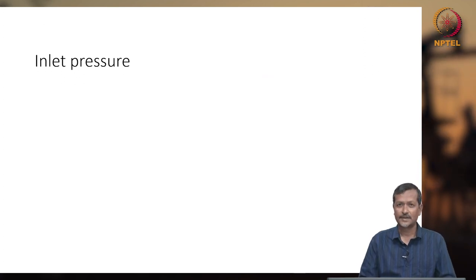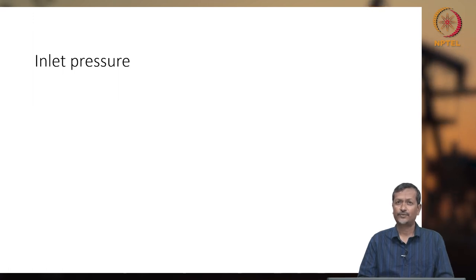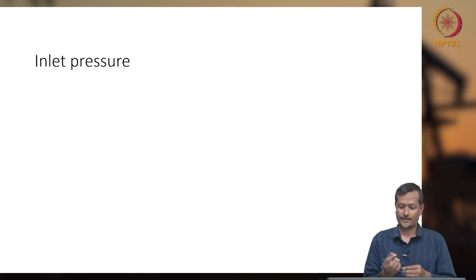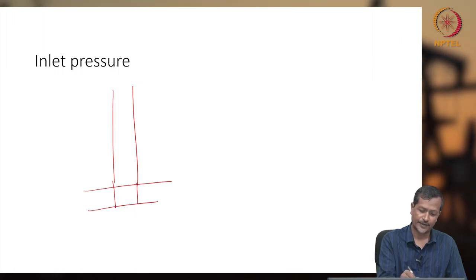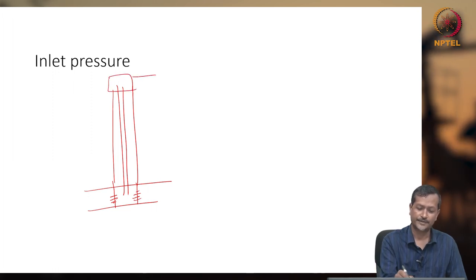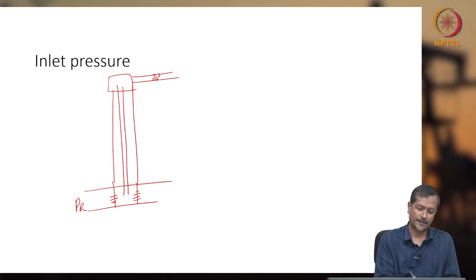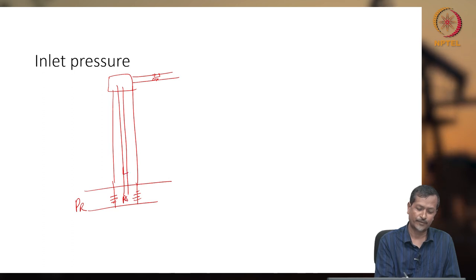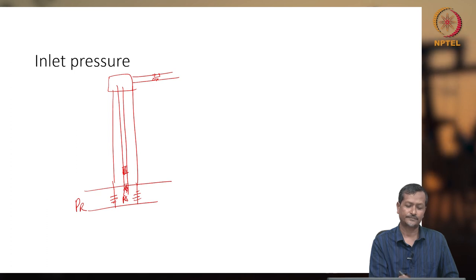Inlet pressure. So when you are using any type of pumping system, a centrifugal pump or a positive displacement pump, gas lift or jet pump, you need a certain amount of pressure before the pump. So let's say one reservoir, and you have one tubing, reservoir perforation here, and the wellhead is here, and you have a choke. Now you are putting one pump here, and let's say your pressure is so low that liquid can reach only up to this level.